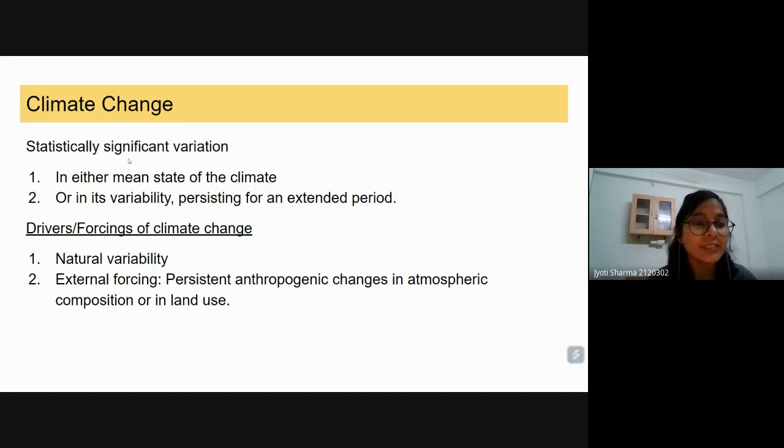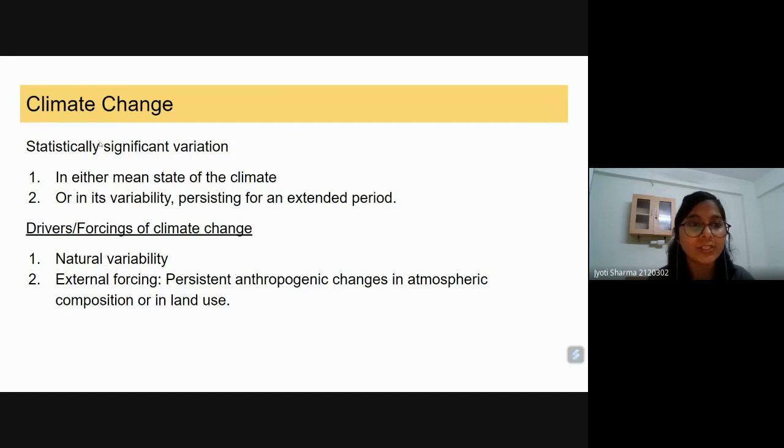Second, if the variation is happening in its variability and it persists for an extended period. For example, if we talk about precipitation extremes, we are not talking about the mean state of the precipitation. We are talking about the extreme case of the precipitation. If precipitation extremes are increasing or decreasing, then we are not talking about the mean state, but about the variability of the variable. So this is the second case.